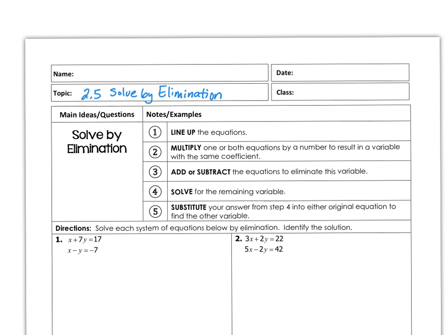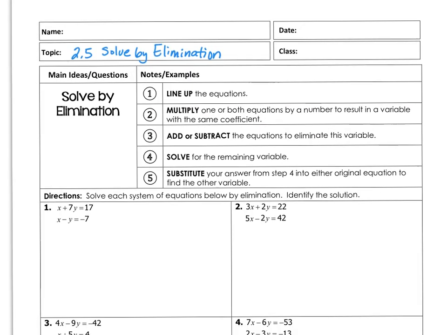Like make sure the x's are in a column, the y's in a column, the equals in a column, the constants in a column. You're going to multiply one or both equations by something to make them have the same coefficient with opposite signs, and then solve from there. So I know you've done this before, so it shouldn't be too terrible. So let's go ahead and get started.